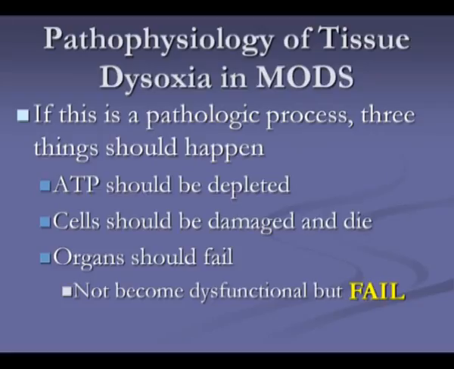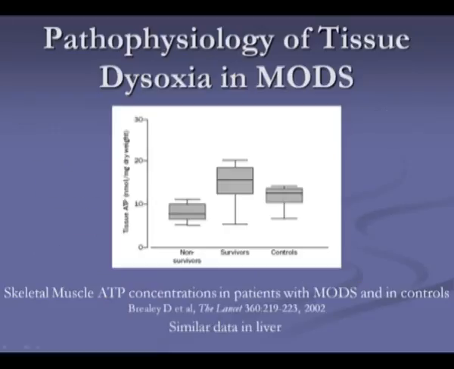Well, if this is a pathologic process, there should be some things that absolutely have to happen. The first thing is that ATP should go away. If you're blocking the generation of ATP and something bad is going to happen, it should be because you're depleting ATP. The second thing is that the cells themselves should be damaged and die. If this is pathologic, the cells should be harmed. And organs should fail. Not become dysfunctional, which they do, but fail, which means irreversible dysfunction.